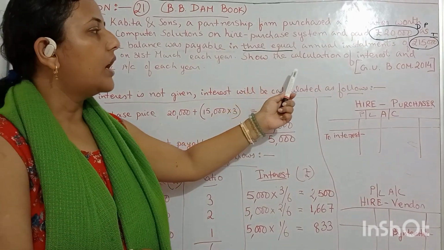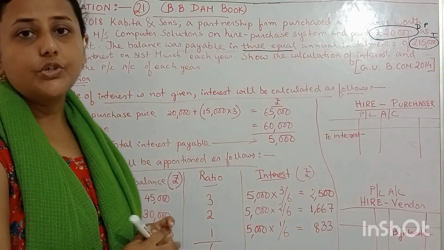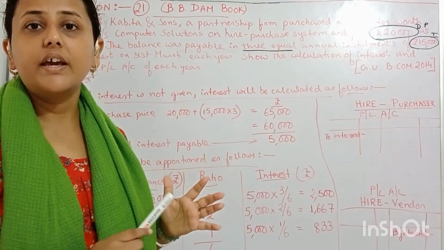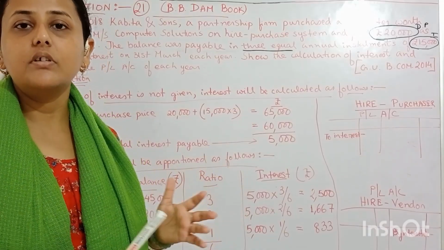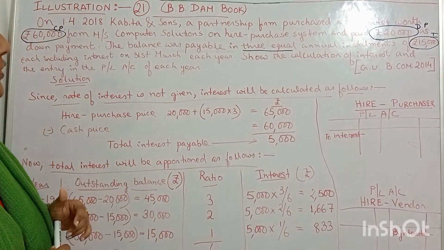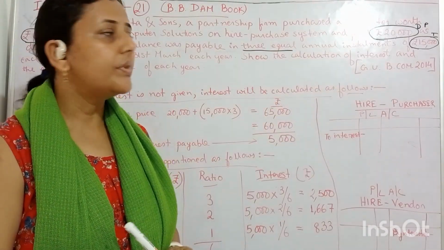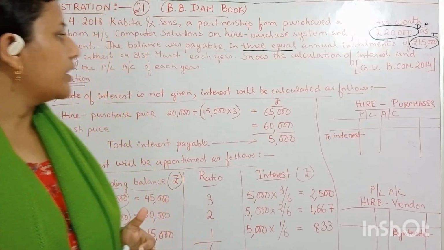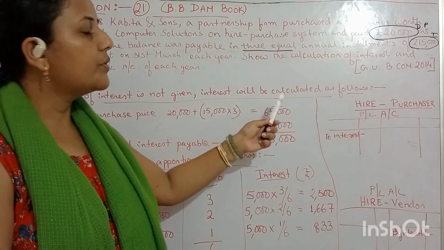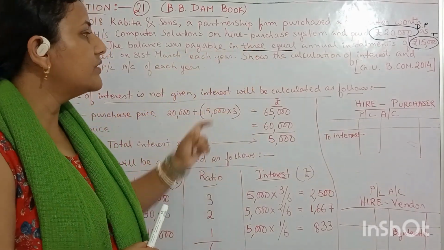You have to take out the amount of interest to be charged each year and the entry in the P&L account of each year. And how this amount of interest is debited and credited in the books of the hire purchaser and in the books of the hire vendor, each year, that you have to show. This sum came in the year 2014, B.Com, Guwahati University. Since the rate of interest is not given, interest will be calculated as follows.